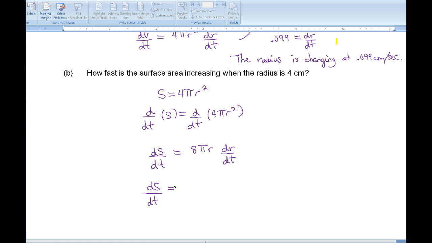Now I'm trying to solve. We found dr/dt from the previous problem. dr/dt equals 0.099 from above. That was only because it said at 4 centimeters. If it said 3 centimeters, we'd have to go back and solve that problem with 3. But I intentionally gave you the same answer. I won't trick you and give you a different one.